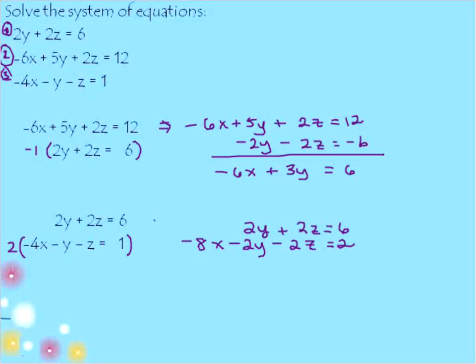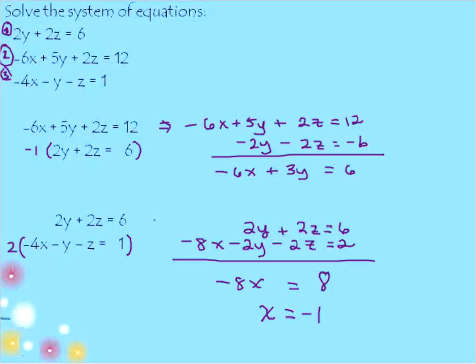And I'm going to add. So that gives me negative 8x. The 2y's cancel, and the z's cancel here. So this works out really nicely, because I can get an answer for x right here in the beginning. So negative 8x equal to 8. Divide both sides by negative 8, and I get x equal to negative 1. So now I already solved for one variable.